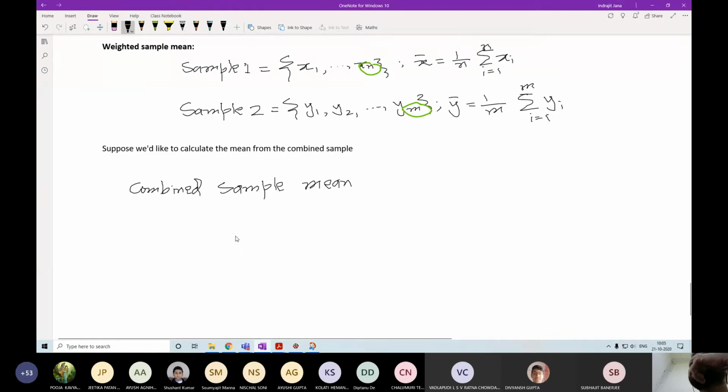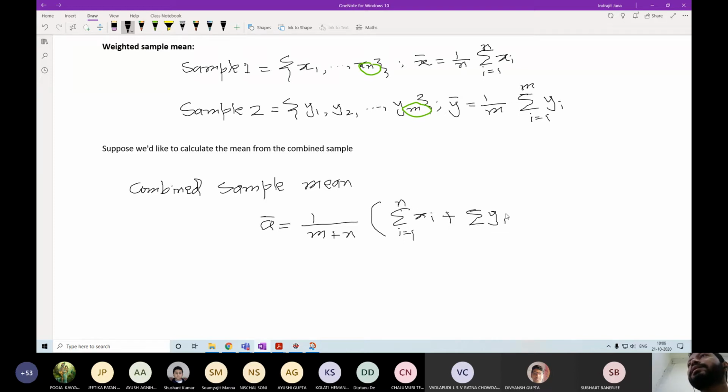Let's denote the combined sample mean by, say, a bar. So this is going to be 1 over m plus n times all the data, which is the summation of xi, i equal to 1 to n, plus the summation of yi, i equal to 1 to m. So this is the answer for the combined sample mean.